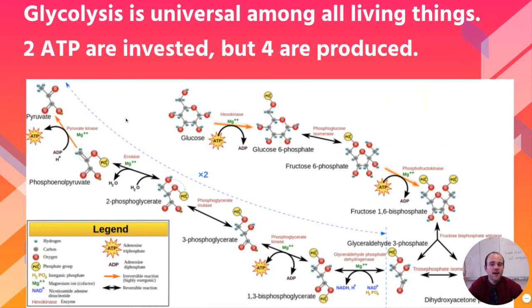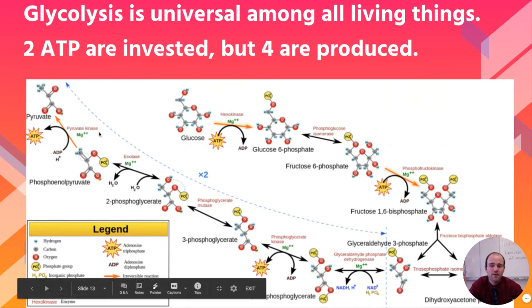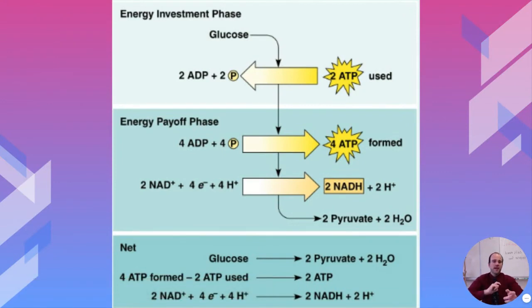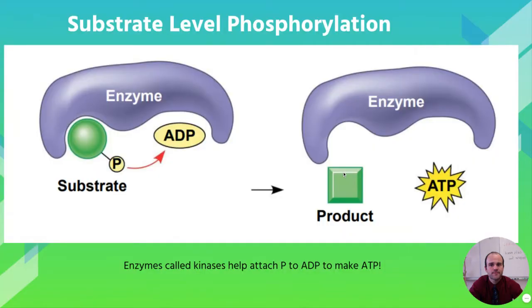pyruvate. And remember, since that was broken in half, we'll end up with this happening twice. So we'll get ATP once, twice, and then again, thrice for a fourth, 4 ATPs. So to look at it another way, 2 ATP go in, 4 come out, we end up with pyruvate and a whole lot more energy than we started with.